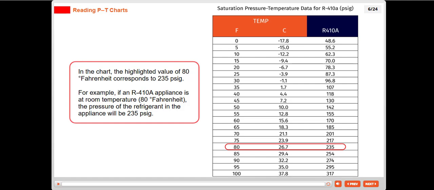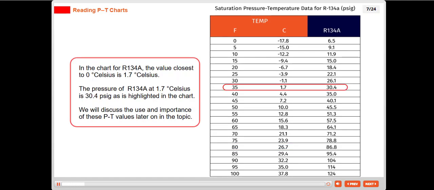In the chart for R134A, the value closest to 0 degrees Celsius is 1.7 degrees Celsius. The pressure of R134A at 1.7 degrees Celsius is 30.4 psig, as is highlighted in the chart. We will discuss the use and importance of these PT values later on in the topic.